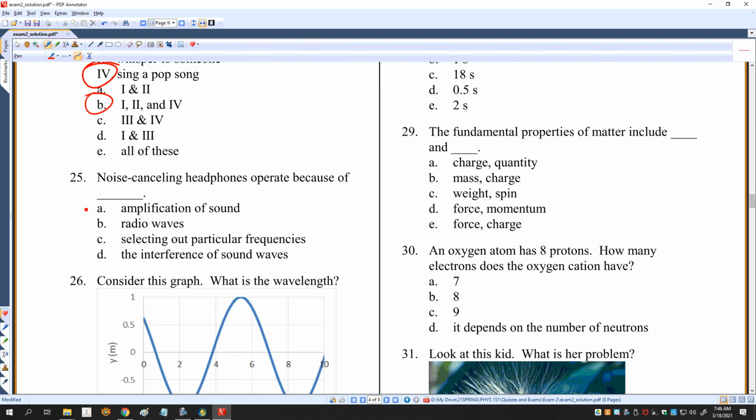Noise canceling headphones operate because of interference, which is when I add these two things together. This is my noise. This is the sound generated by the headphones. So it makes this interfering sound that cancels out the noise. So interference of sound waves.